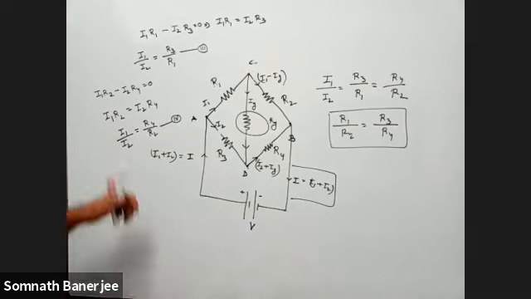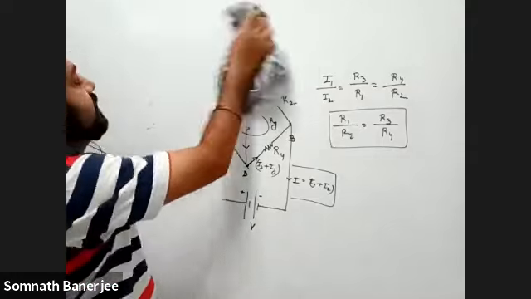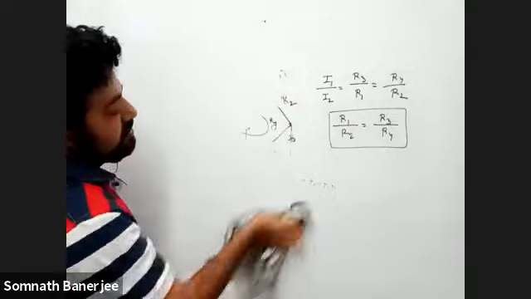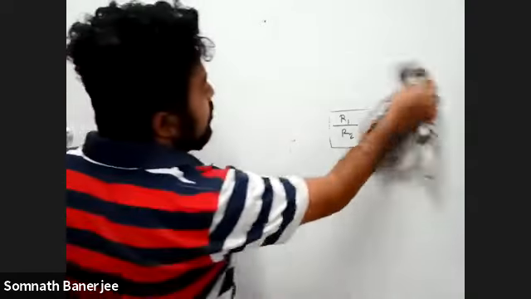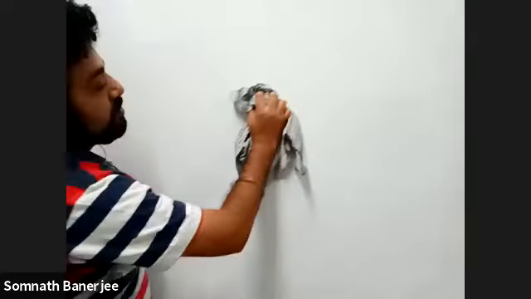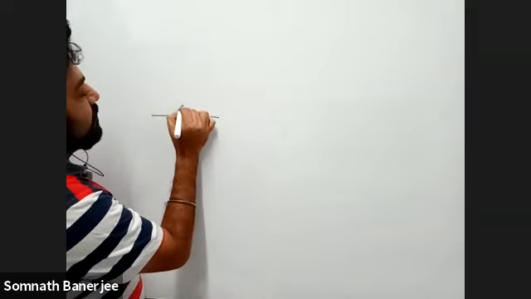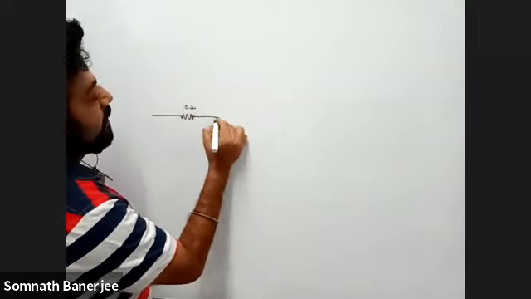Now, on the basis of that, we can solve some numericals, because in examinations, every alternate one, your examiner gives you a question from the balanced Wheatstone bridge. So let's try a numerical on the balanced Wheatstone bridge. A very simple numerical. Suppose this one is R1, 10 ohm.